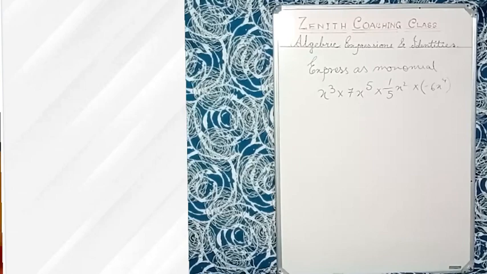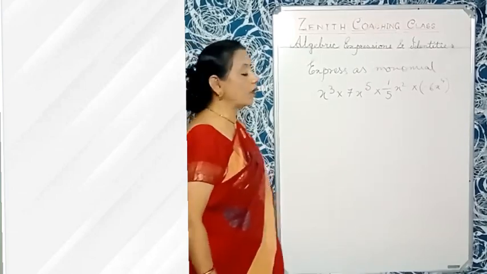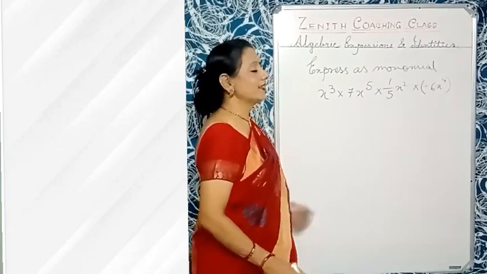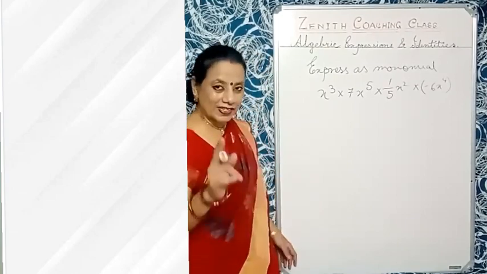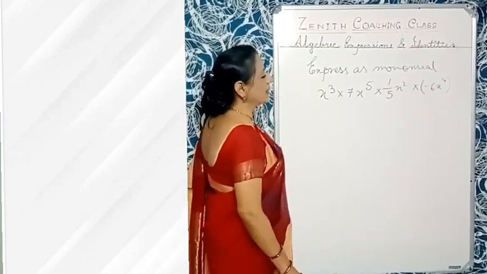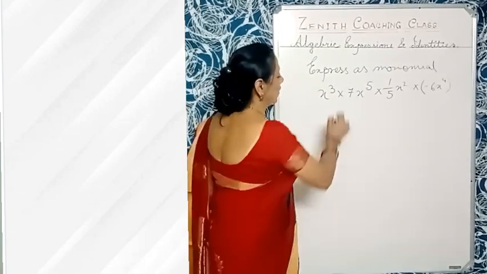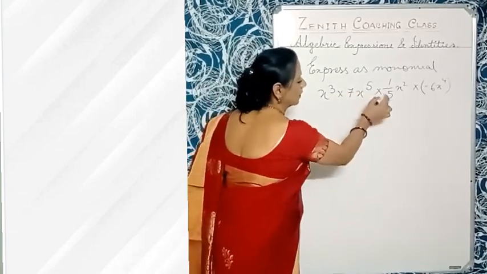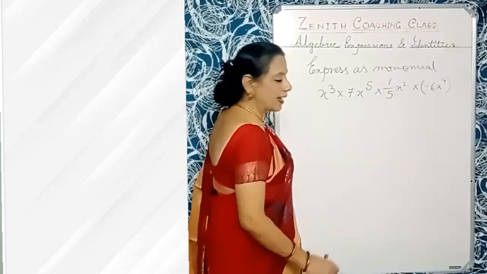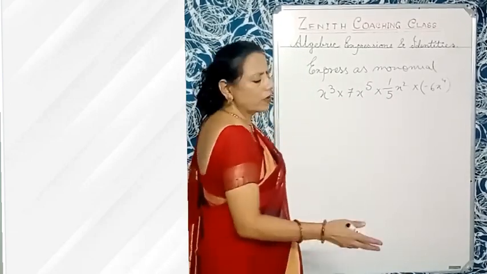So children, this is the last sum for you. Express as monomial. That is monomial, you know. Here is a multiplication sign, here is a multiplication sign, here is a multiplication sign. That is a monomial sum. So what do you have to do?